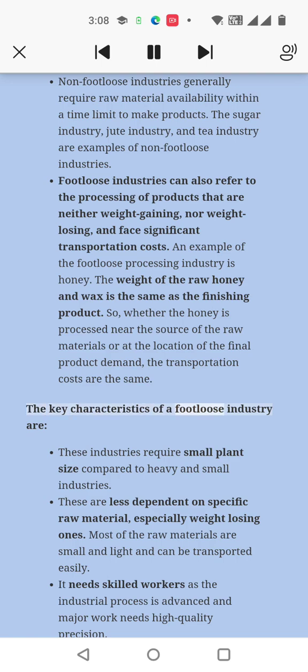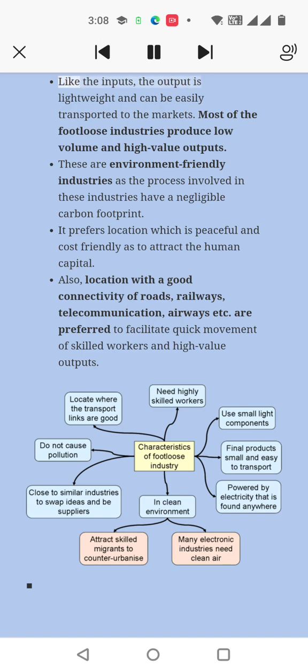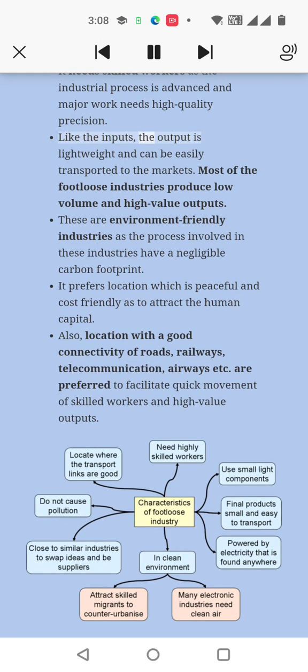The key characteristics of a footloose industry are: These industries require small plant size compared to heavy and small industries. These are loosely dependent on specific raw material, especially weight-losing ones. Most of the raw materials are small and light and can be transported easily. It needs skilled workers as the industrial process is advanced and major work needs high-quality precision. Like the inputs, the output is lightweight and can be easily transported to the markets. Most of the footloose industries produce low volume and high value outputs. These are environment-friendly industries as the processes involved in these industries have a negligible carbon footprint.